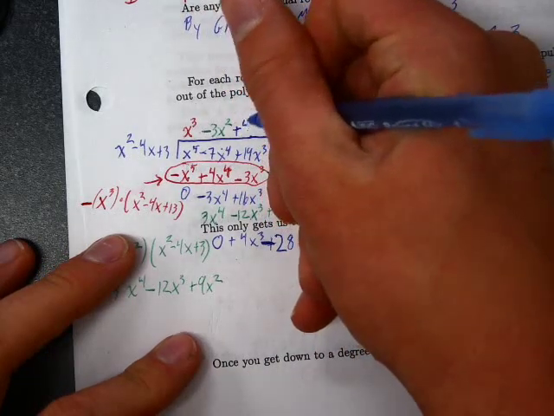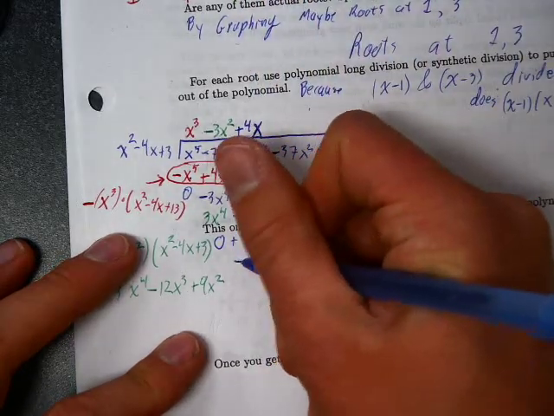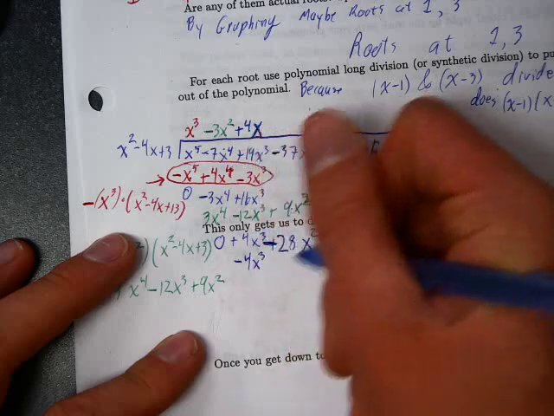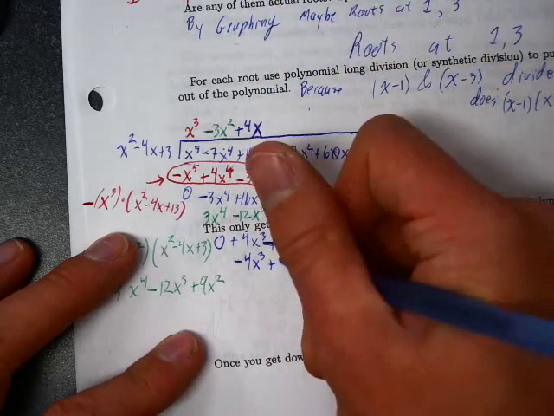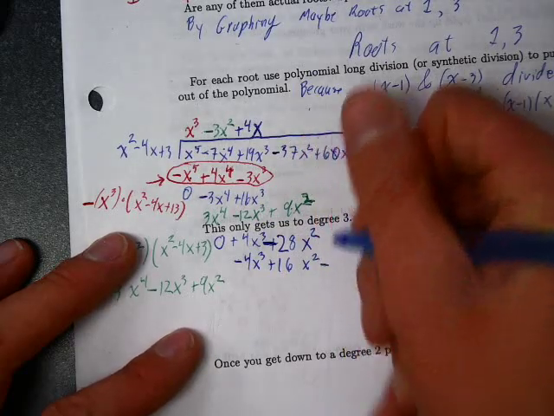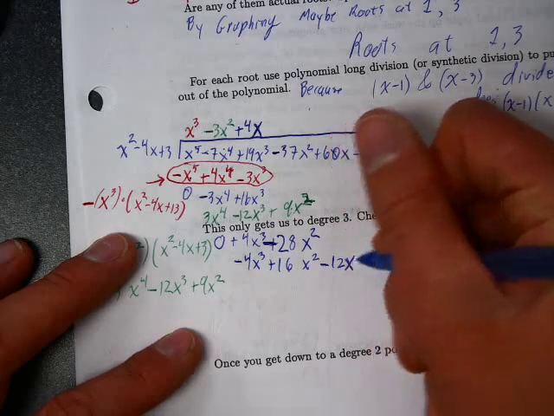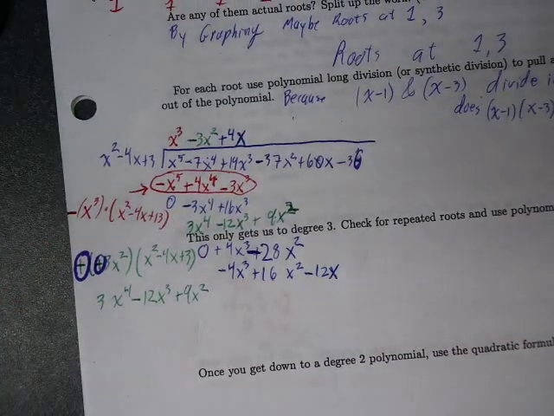Plus 4x, and now I need to do that same subtraction. So minus 4x cubed plus 16x squared minus 4 times 3 is 12x. People feel okay so far? All right, so what should, well, I have to do the subtraction.